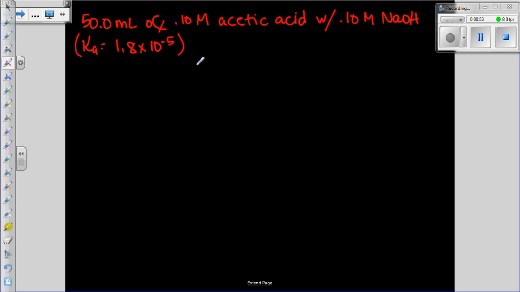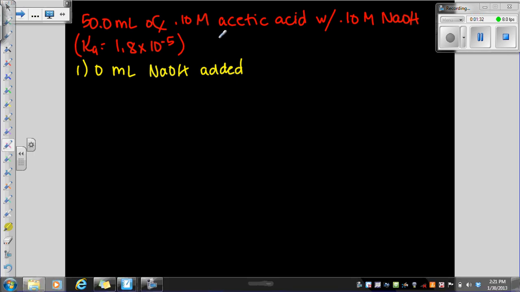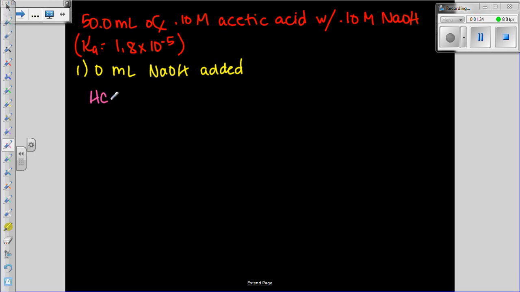Now, like the last video, I'm going to add increasing amounts of sodium hydroxide, and I'm going to select very specific volumes so that the pH curve that we graph will show us what it needs to show us. So the first situation is when we have 0 milliliters of sodium hydroxide added. If we have no sodium hydroxide added, that means all we have is acetic acid.